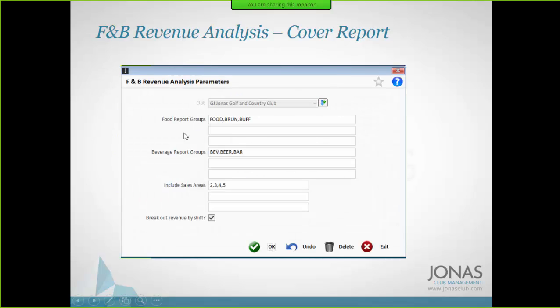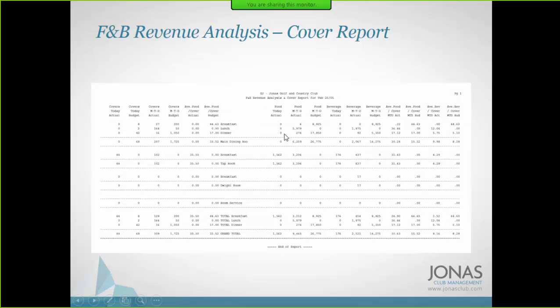So it's basically just looking for two groupings for your report groups. Which ones are food, which ones are beverage. And that's all it's looking for. And then which sales areas. If you leave the sales area blank, it'll pull all sales areas in. If you want specific sales areas, then you can list them in this field, which ones you want to pull from. And again, if you're doing by shift, provided you have shift set up, it will then do that as well.